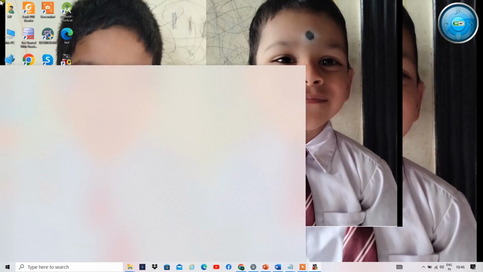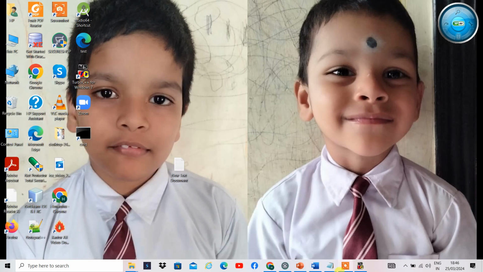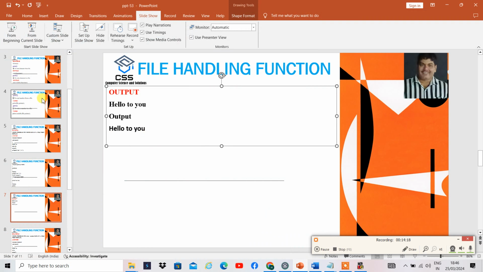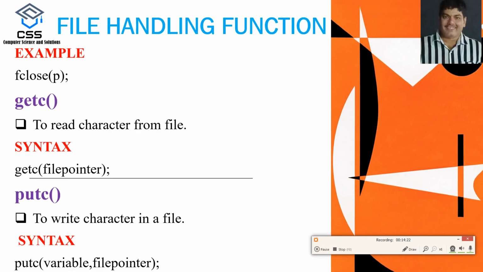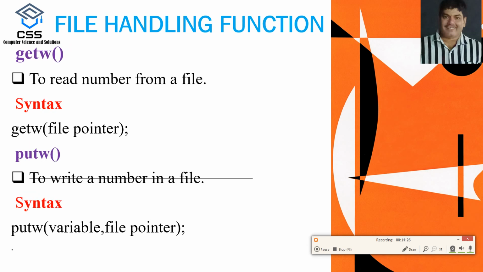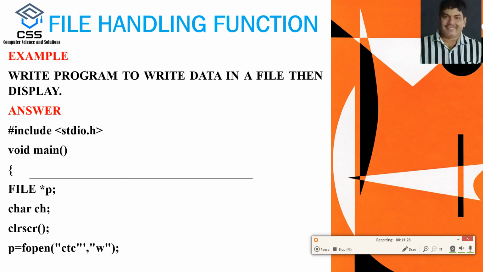So in today's class, we completed 6 different functions, which include fopen function, fclose function, getc function, putc function, getw function, putw function, and the programs related to getw, putw to write and read numbers, and getc, putc to write and read characters.